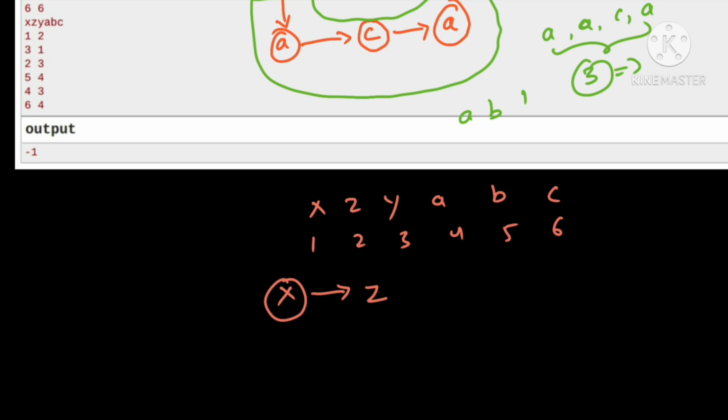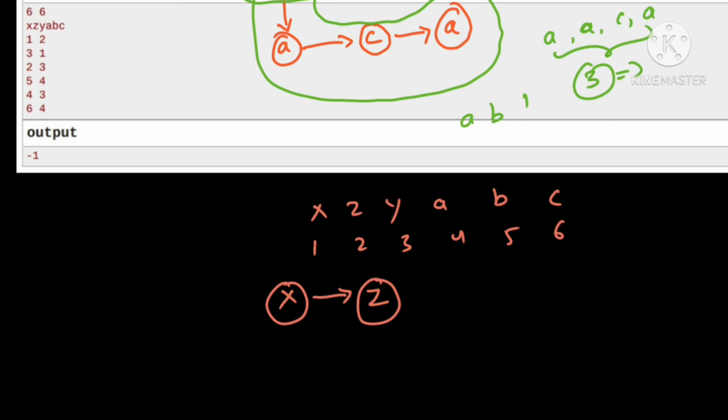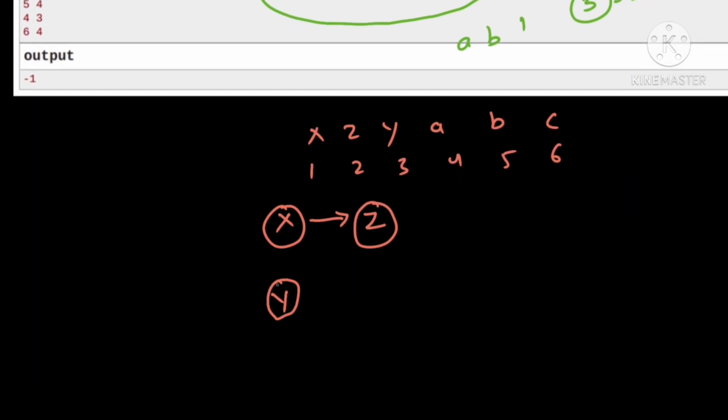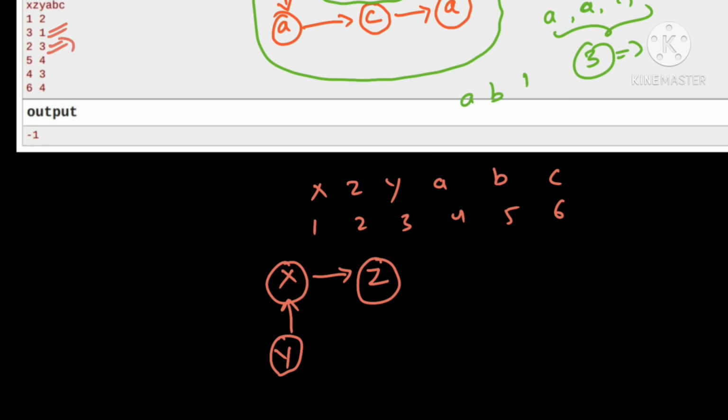So x is directly connected to z, and 3 is directly connected to 1. 3 is y. So y is again directly connected to x, and 2 is directly connected to 3. So 2 here is z again, and it is connected to 3. 3 is y again. So z is connected to y. I'm not going to write all these things because we will arrive at this conclusion. So you see here we are actually forming a circle.